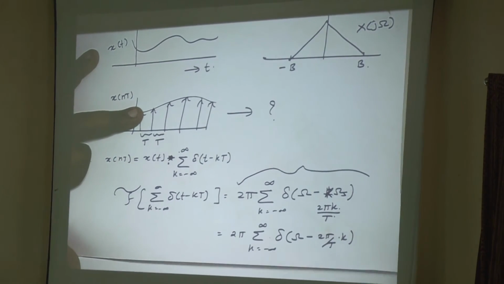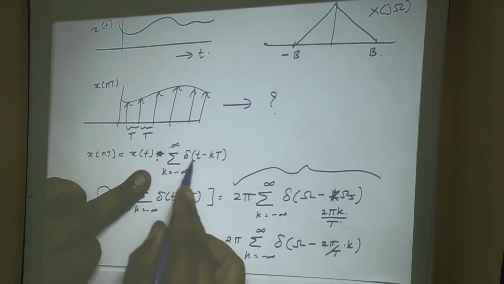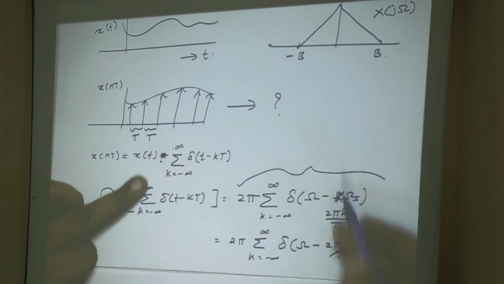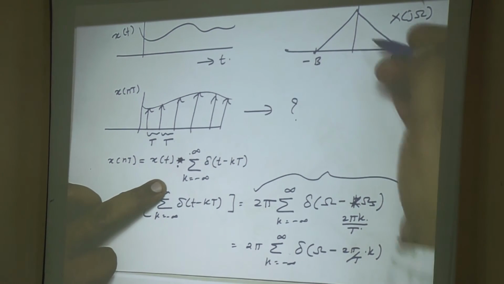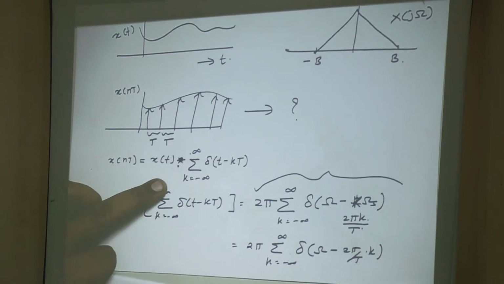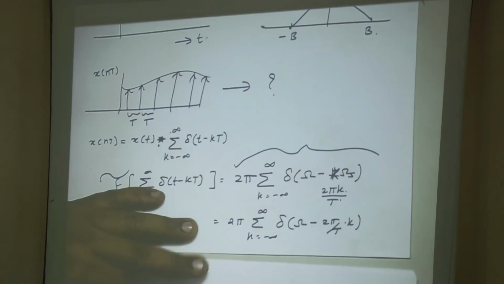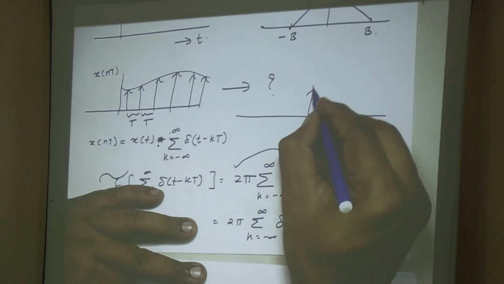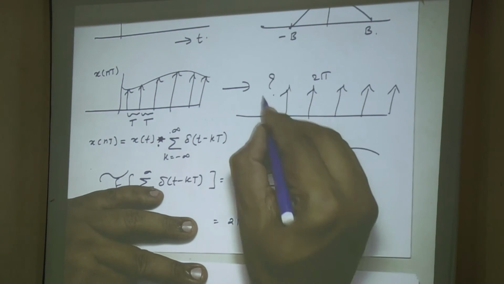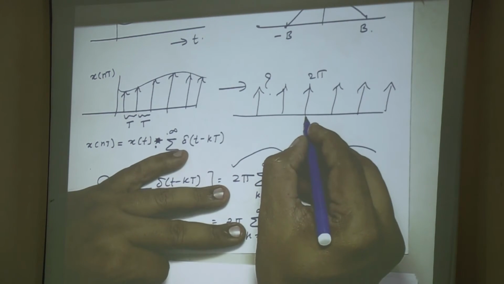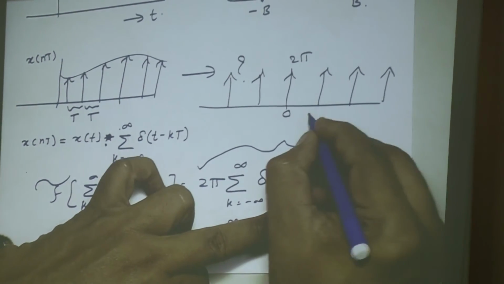Now what happens? In the time domain, they are getting multiplied. So what happens in the frequency domain? They get convolved. So do convolution of this with the train of impulses. So this train of impulses can be plotted as, magnitude is 2 pi. And what is the separation here? This separation is 0. The next separation is 2 pi by T. So this is omega s.